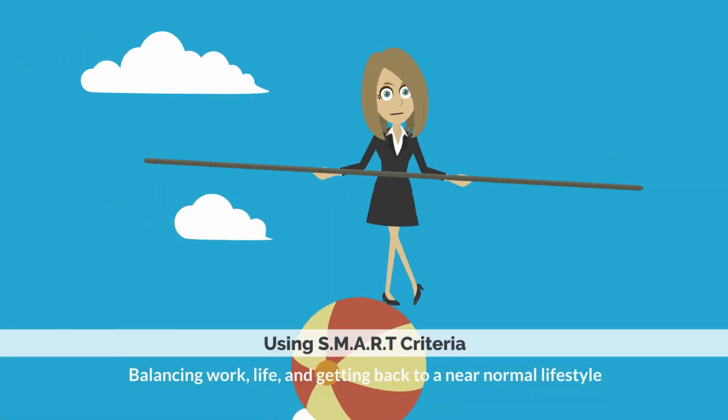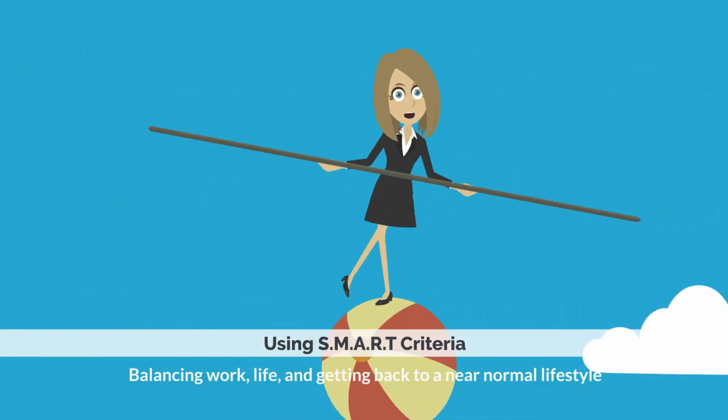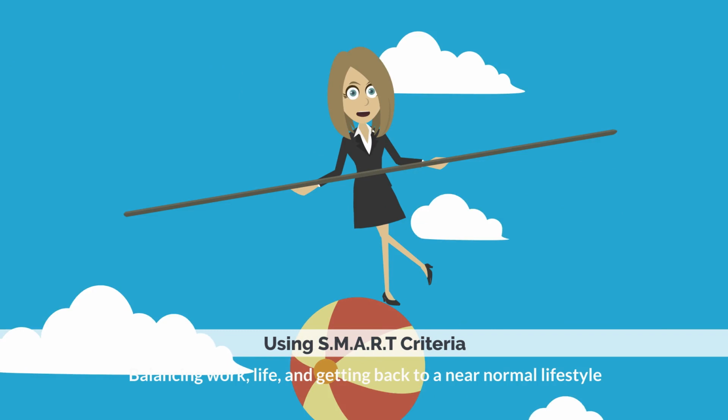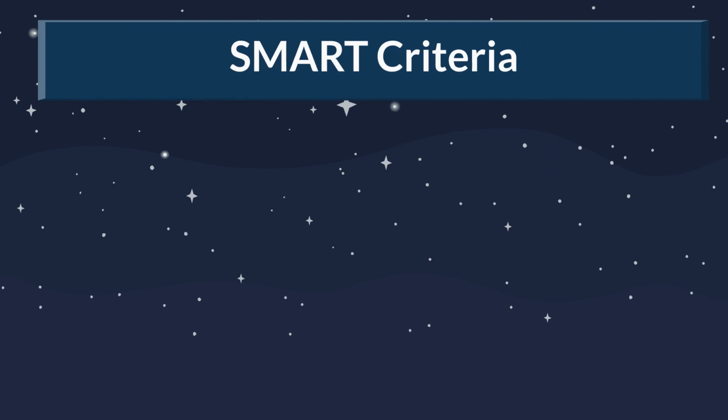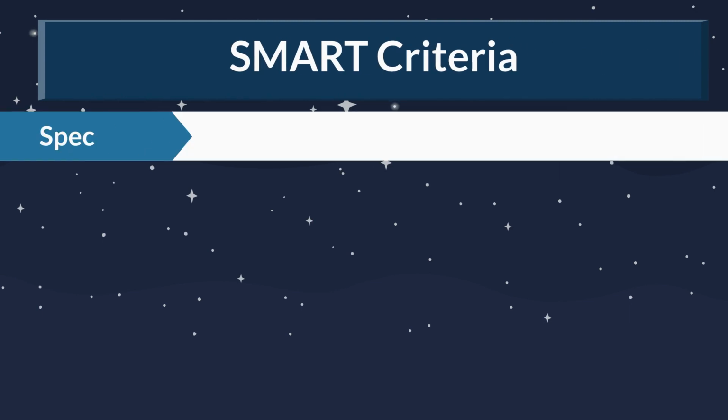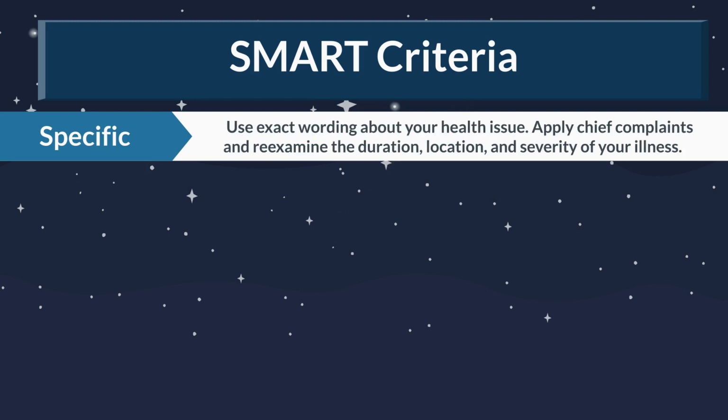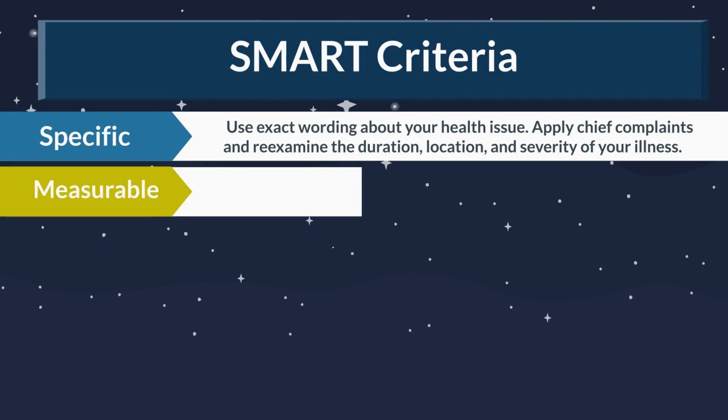Of course, this takes a little bit of balancing, but you can better plan your steps by using the S.M.A.R.T criteria. It is a good idea to formulate your treatment plan using the S.M.A.R.T criteria. Be specific about your condition, use exact wording about your health issue, and apply chief complaints and re-examine the duration, location, and severity of your illness.